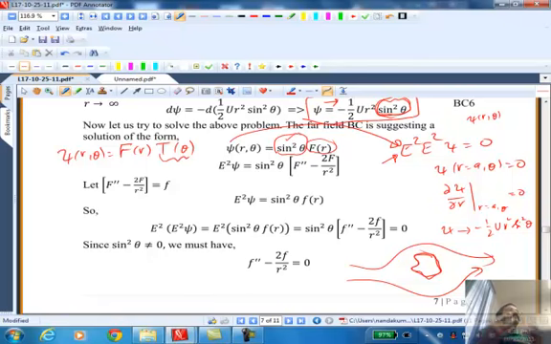Okay? So in this course, you are expected to solve only ordinary differential equations. If you have a PDE, somehow you have to find a way of converting it into an ODE. That much you should be able to do. Okay?